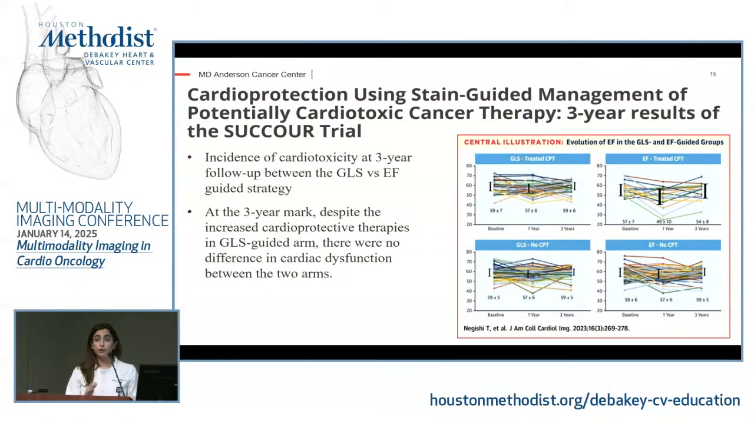Then the group got followed for a 3-year period of time, and the data was published. And what we saw in this group at the 3-year mark, despite the cardioprotective therapies being used at a higher level in patients who were in the GLS-guided arm, the rates of cardiac dysfunctions and EF drops did not really change in both arms. So this was pretty much a negative trial.